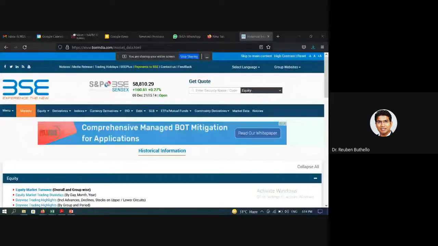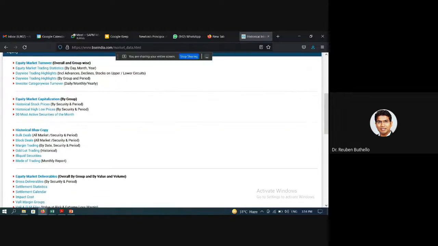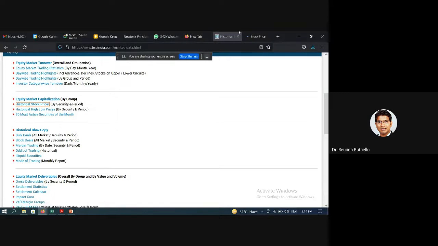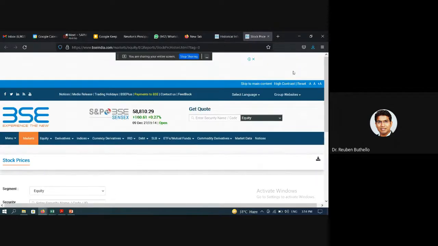Here, I'm going to download historical prices. I'm not interested in Bhav copy. I'm looking at historical stock prices. Can you guys see this over here? Historical stock price. So what I'll do is right click and open a new tab. It is opening up in my new tab here.